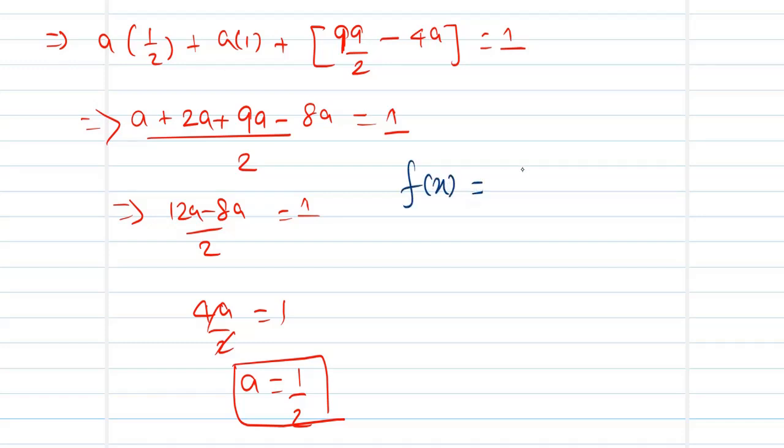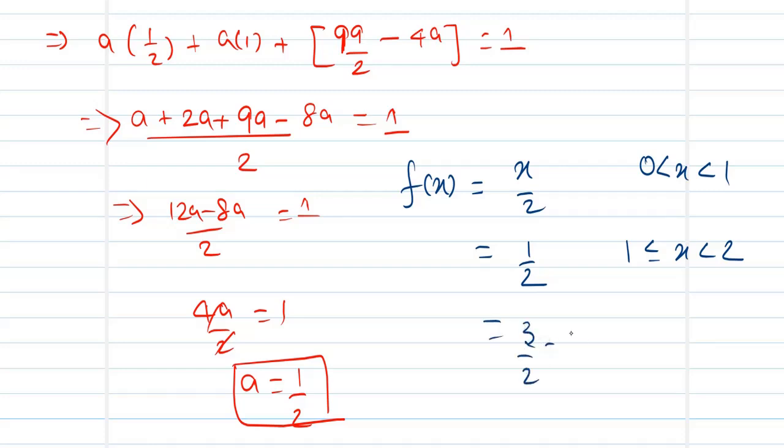Fixing the values, ax, so it is going to be x by 2 for 0 less than x less than 1. The next one will be equal to 1 by 2 for 1 less than x less than 2. It is going to be 3 by 2 minus ax. Ax is going to be x by 2 for 2 less than x less than 3, and it is going to be 0 elsewhere. So now we have completed the first task of finding the quantity or the constant a.